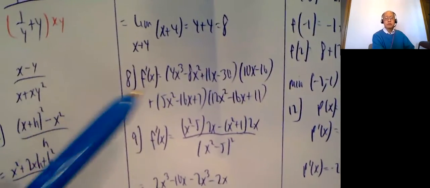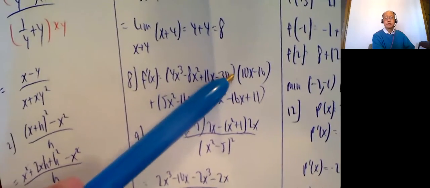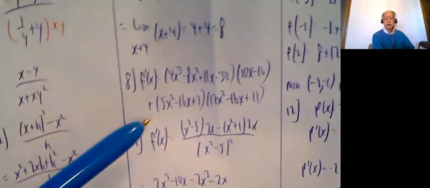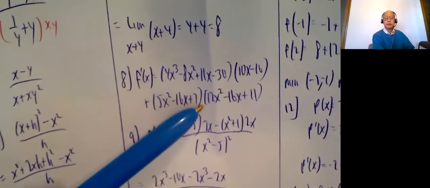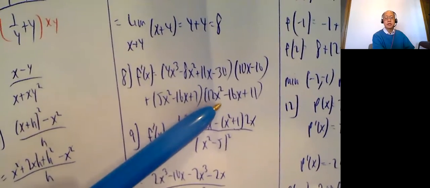Number 8, product rule. Leave the first alone times the derivative of the second, 10x minus 16, plus the second function, leave it alone, times the derivative of the first, 12x squared minus 16x plus 11.